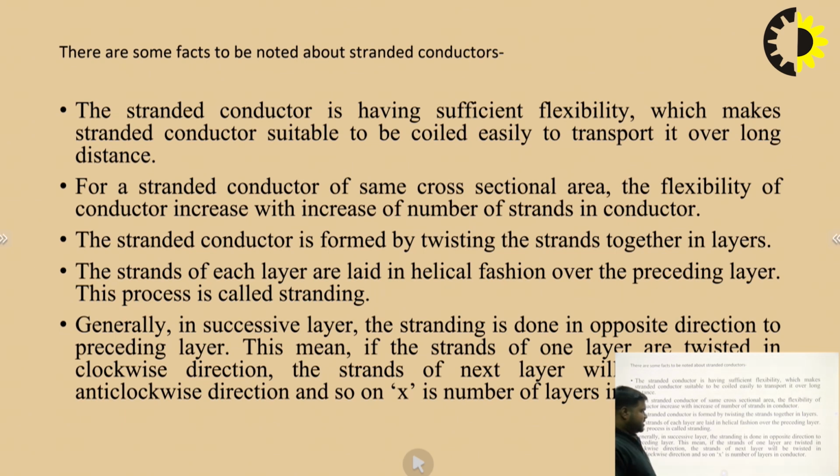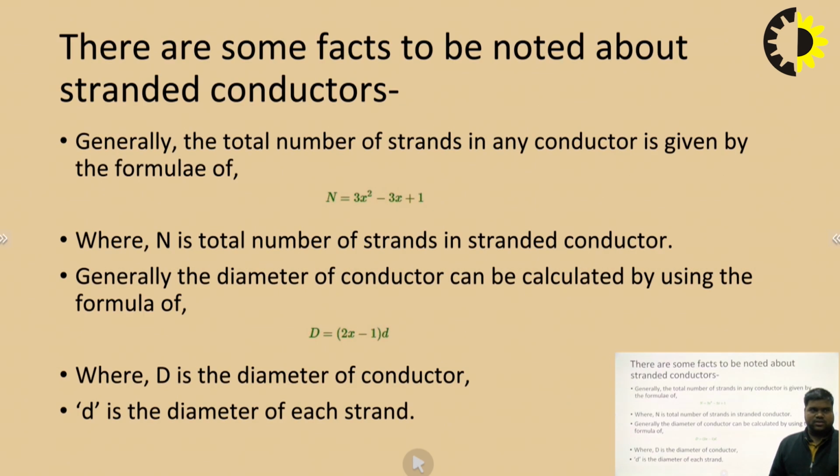This means if the strands of one layer are twisted in the clockwise direction, the strands of the next layer will be twisted in the anti-clockwise direction, and so on. X is the number of layers in the conductor. The last point is very critical and important to see the basic speciality of these conductors and layers. There are some facts to be noted about stranded conductors.